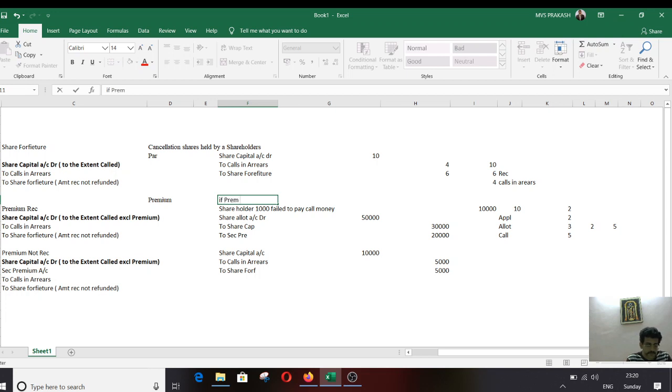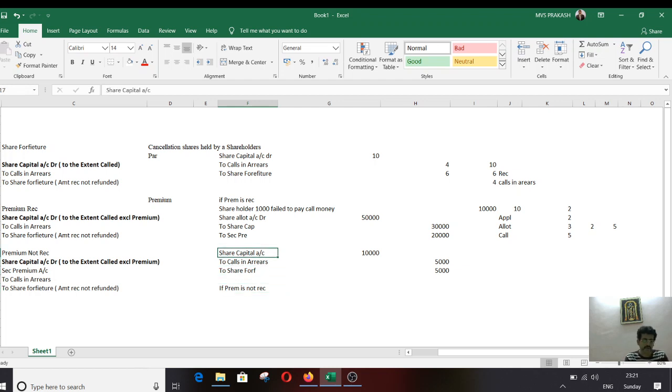premium is received. So once the premium is received, I should not debit the securities premium account. Now let us see if premium is not received. You have not received the premium. Then I can debit my premium. Once the premium is received, I should not debit; if it is not received, I can debit.